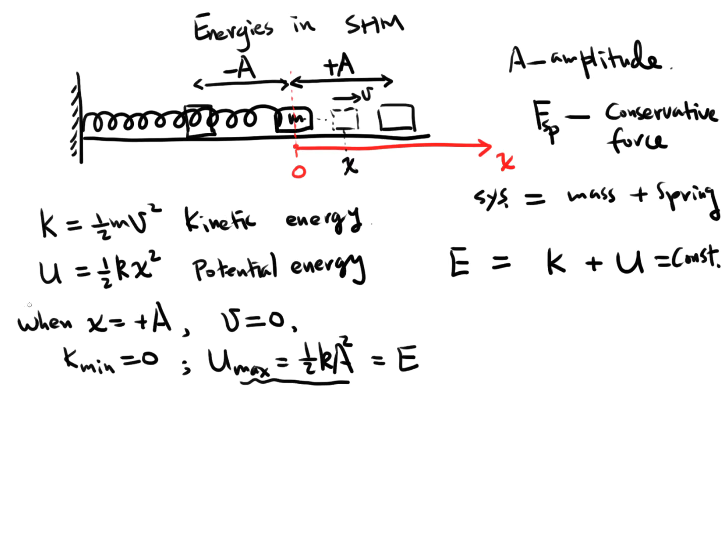Now let's look at the second special position, when x equals 0. When the object, this mass m, is at the equilibrium position, at this location. Since x equals 0, the potential energy becomes 0. So you can say U here is the minimum, which is just 0. Now, how about the K here? The velocity is actually maximum, it becomes a maximum value.